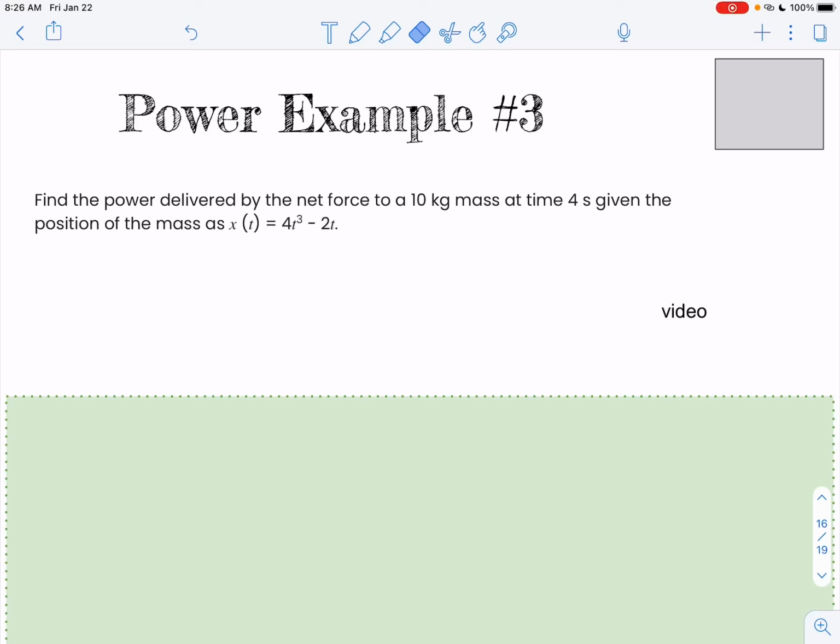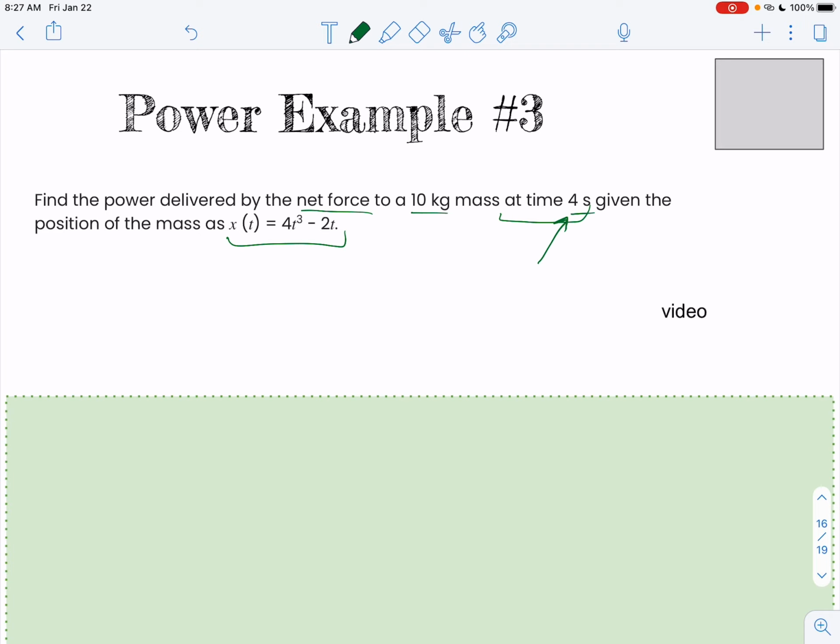All right, so here's another example of power that would be a little less easy to visualize, I guess I'll say. Find the power delivered by the net force to a 10 kilogram mass at a time of 4 seconds, given the position of the mass as this function. Since it's a time-dependent thing and we want to know it at 4 seconds, we're going to have to use the instantaneous method.